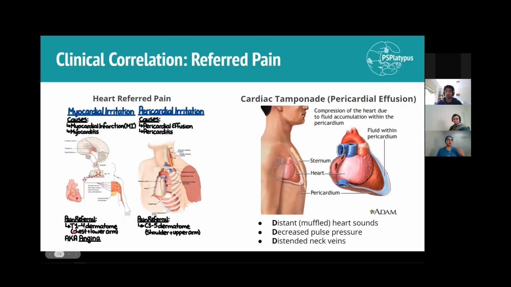And we often call this angina. And we'll talk more about that term itself a bit later as well. But pericardial irritation, that's caused by pericardial effusion or pericarditis. So basically any pathology that affects the pericardium. And pericardial effusion we'll come to in a second as well on the right there. But pericarditis is basically just inflammation of that pericardium. And that can be an infective cause as well.